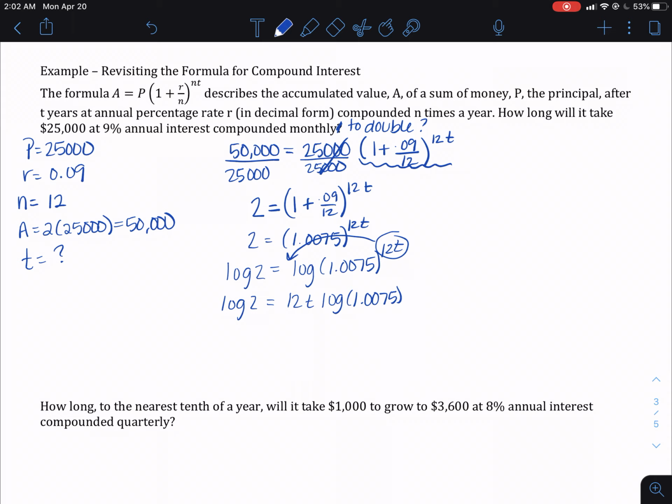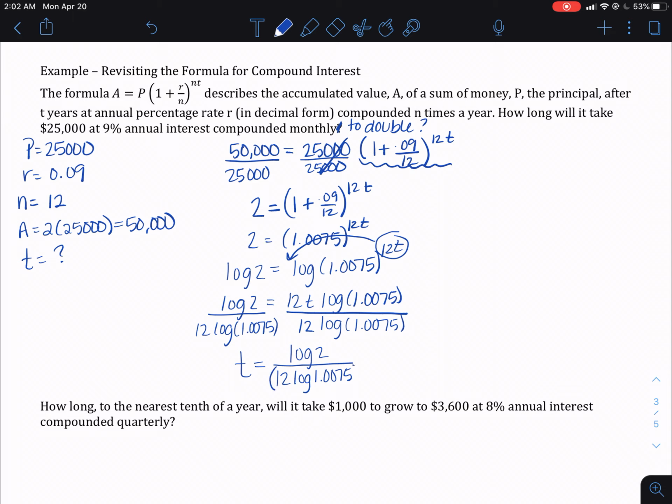And then we're getting t by itself, so we're going to divide by everything that's not t. So t equals log of 2 divided by 12 log of 1.0075. When you're plugging that into your calculator, make sure you're putting parentheses around your denominator. If you plug that in, you get approximately 7.7. And remember, we're talking about time in terms of years.